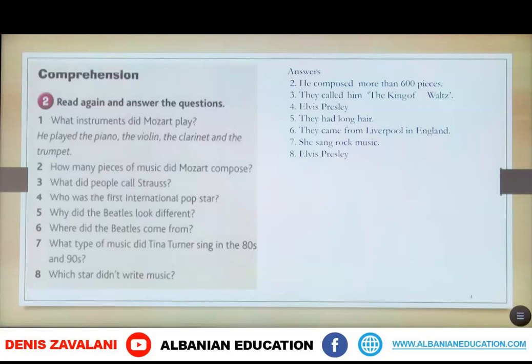Who was the first international pop star? Elvis Presley. Why did the Beatles look different? They had long hair. Where did the Beatles come from? They came from Liverpool in England. What type of music did Tina Turner sing in the 80s and 90s? She sang rock music. Which star didn't write music? Elvis Presley.